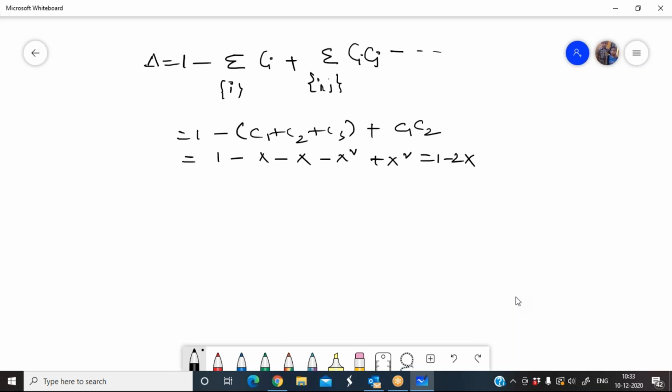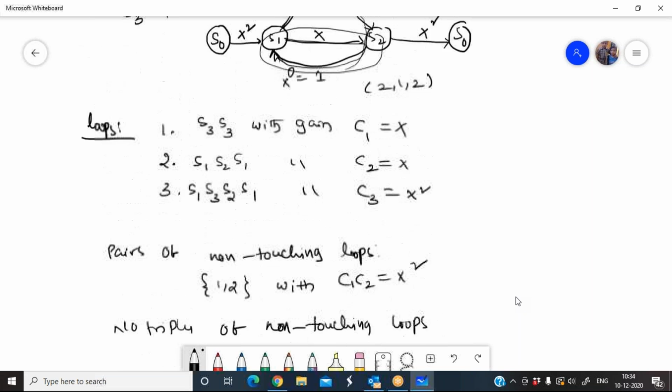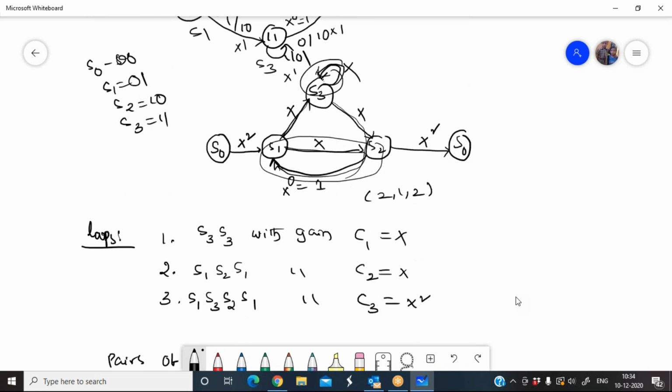Now I want to find the delta i as well as the Fi. So Fi is nothing but the forward path. That's why I want to write the forward paths. Now identify how many forward paths are available. First you have to identify whether there is any forward path or not. Look at the modified state diagram. Is there any forward path?